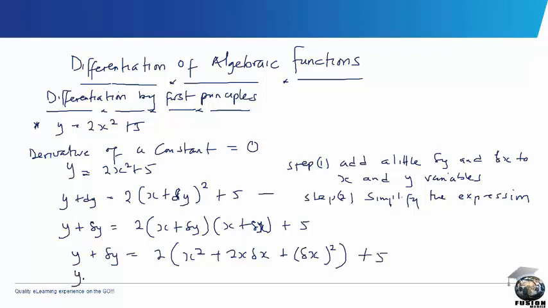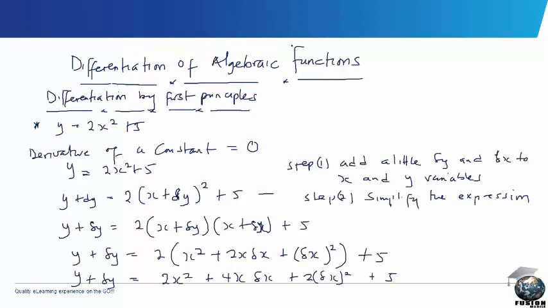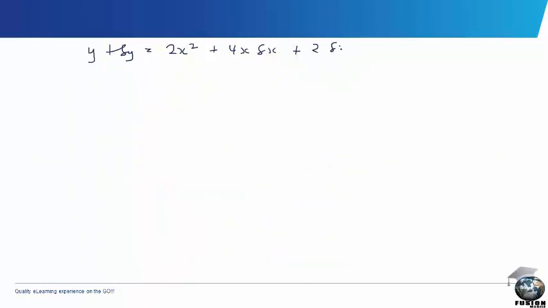The next line states that y plus dy is equal to 2x squared multiplying 2 into the bracket plus 4x dx plus 2 dx all squared, then 5 follows. And so we have that y plus dy is equal to 2x squared plus 4x dx plus 2dx all squared plus 5.